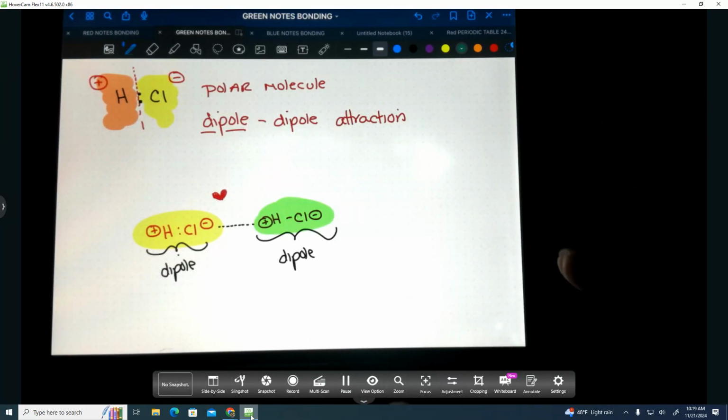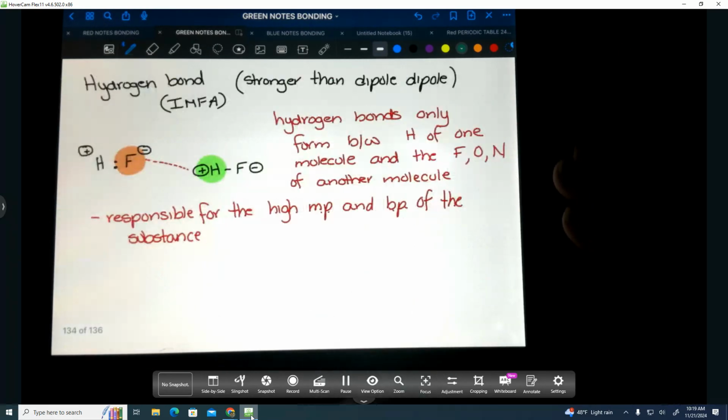Dipole-dipole attractions are just any old polar molecule. If the polar molecule happens to have H's and F's, H's and N's, or H's and O's, then it's got a special name because it's stronger, and that is a hydrogen bond. Okay, last, well, not the last one, but close to the last one.